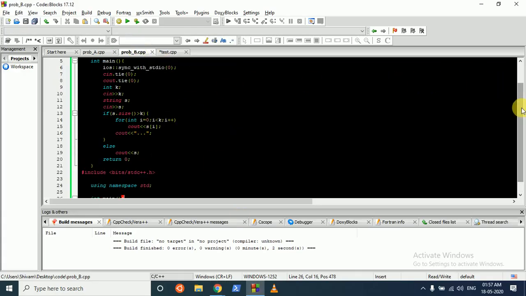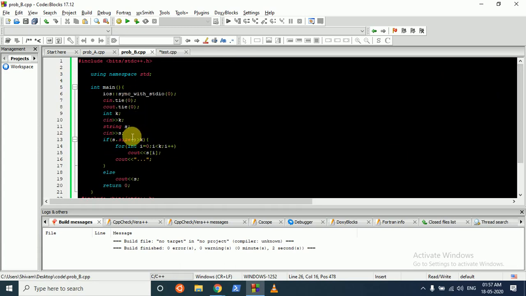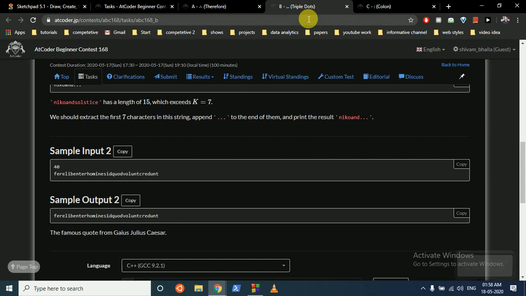So moving to the second code, you can take the input of k and s. If the string length is more than k, then you just iterate over the first k characters. You can also use the substring function of string, but I've iterated over the length till k, printed the characters, and then printed out the triple dot. Else if it's less than or equal to k, you just print out the original string, which is s. Okay, now let's move on to the third question.